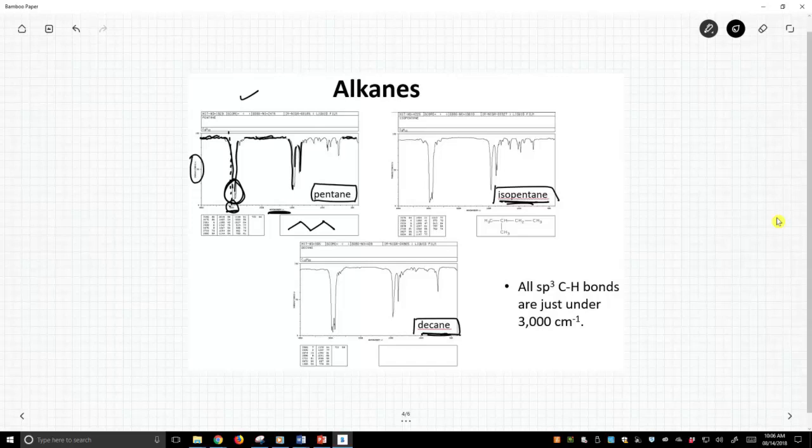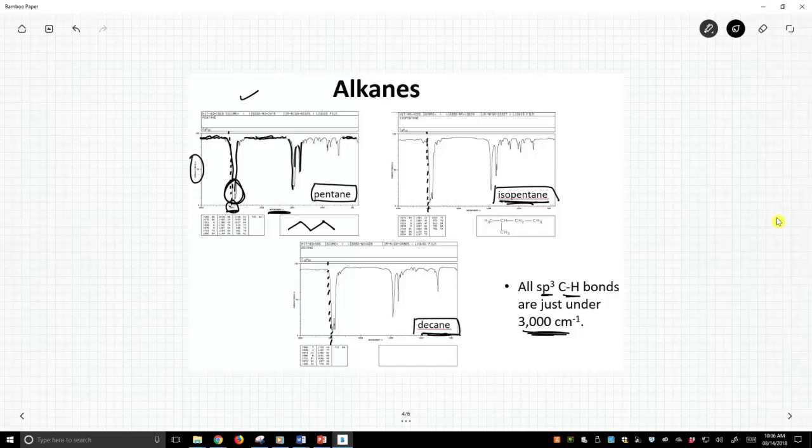this is all just short of 3,000 wave numbers. Well, if you go back to our table in our previous discussion, anything that shows up just below 3,000 typically means these are sp3 CH bonds. And of course, pentane has lots of sp3 CH bonds. Then again, over here isopentane also has lots of sp3 CH bonds, and what do you know, so does decane here on the bottom of the slide.